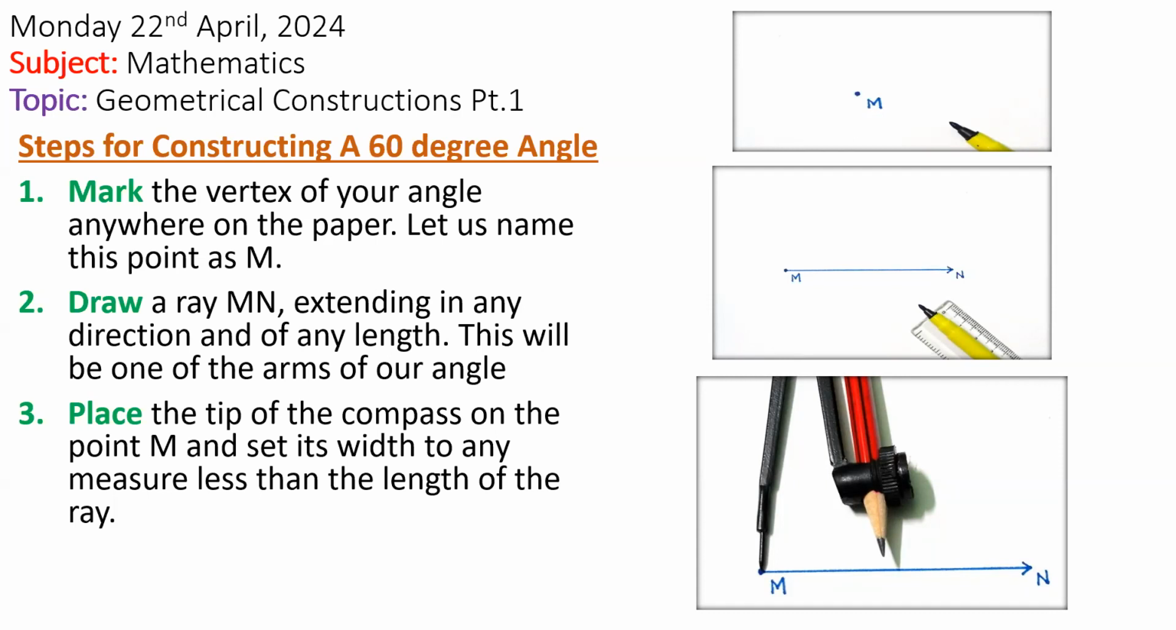Steps for constructing a 60-degree angle. Number one, mark the vertex of your angle anywhere on the paper. Let us name this point as M. Draw a ray, MN, extending in any direction and of any length. This will be one of the arms of our angle. Number three, place the tip of the compass on the point M and set its width to any measure less than the length of the ray. Very good. So this is the first three steps, right?